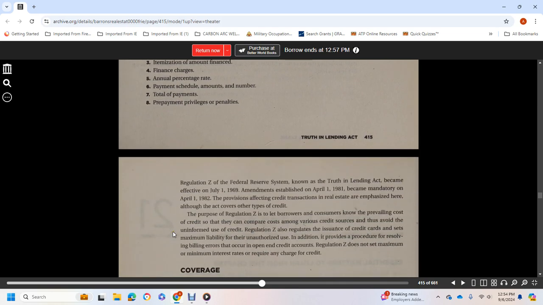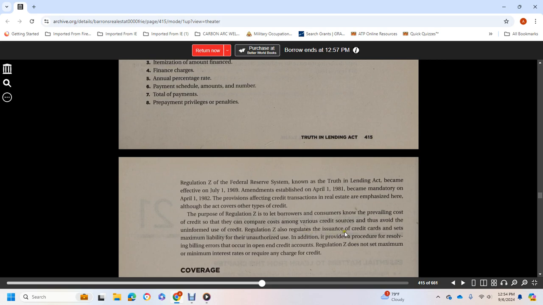Regulation Z of the Federal Reserve, known as the Truth in Lending Act, became effective on July 1st, 1969. Amendments were established on April 1st, 1981, and made mandatory April 1st, 1982. The provisions affecting credit transactions and real estate are emphasized here. The Act covers other types of credit. The purpose of Regulation Z is to let consumer borrowers know the prevailing cost of credit so that they can compare costs among various credit sources, thus avoiding the uninformed use of credit.